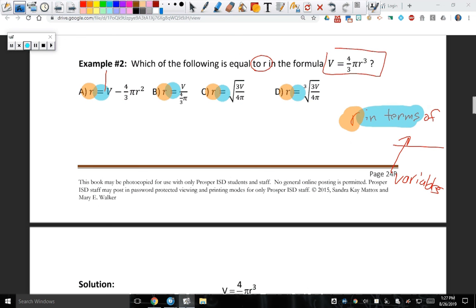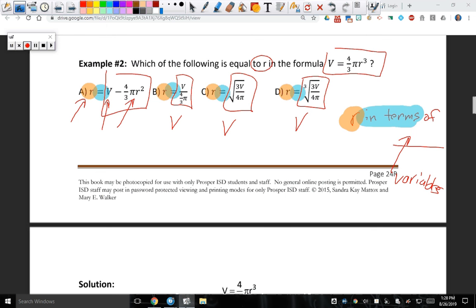Real quick, this r is in terms of what? This r is in terms of v and r. What's this r in terms of? Just v. What's this r in terms of? V. And what's this r in terms of? V. Because pi is not a what? Variable. It's a constant. Okay? So these are just variables.